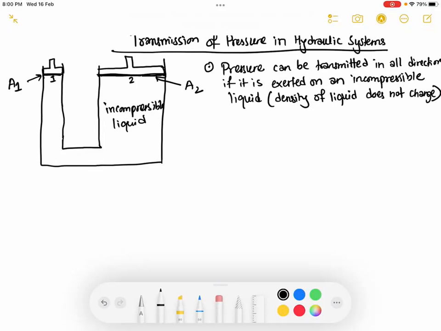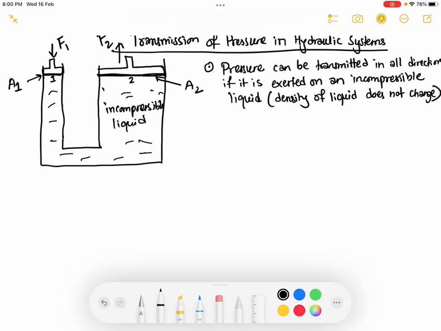Now, what does it mean? Pressure can be transmitted in all directions if it is exerted on an incompressible liquid. If we use an incompressible liquid inside the hydraulic system, that means the value of the pressure in this entire container is the same everywhere. So let's say we put in a force F1, and this will push out a force F2. If we put a small force at F1, F2 will be a very large force.